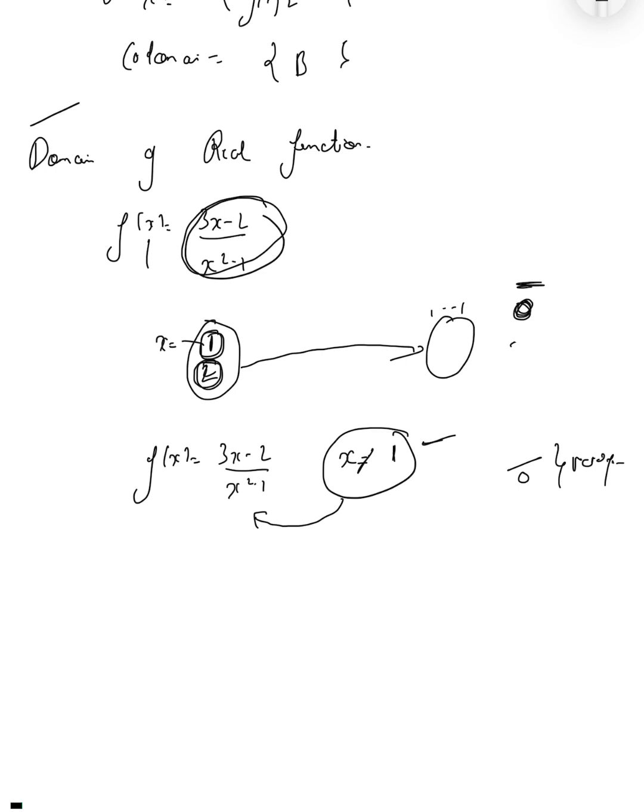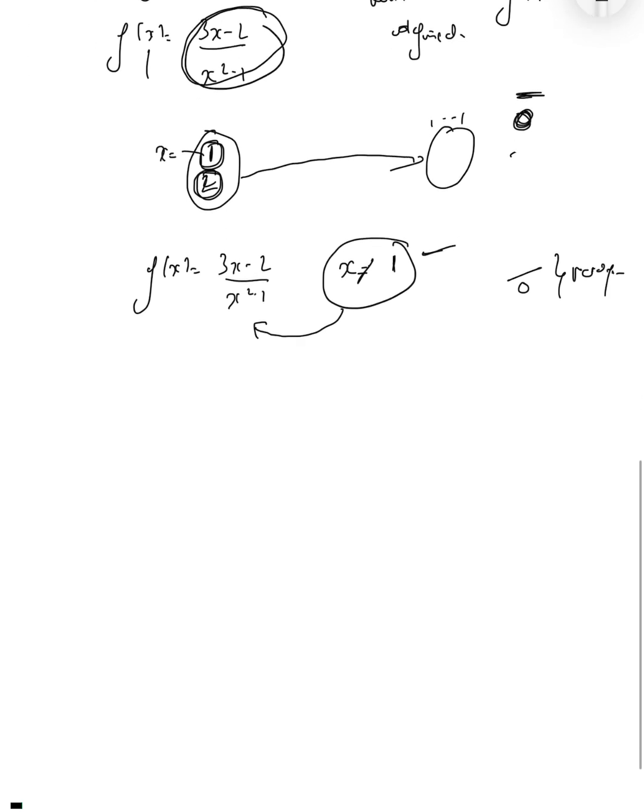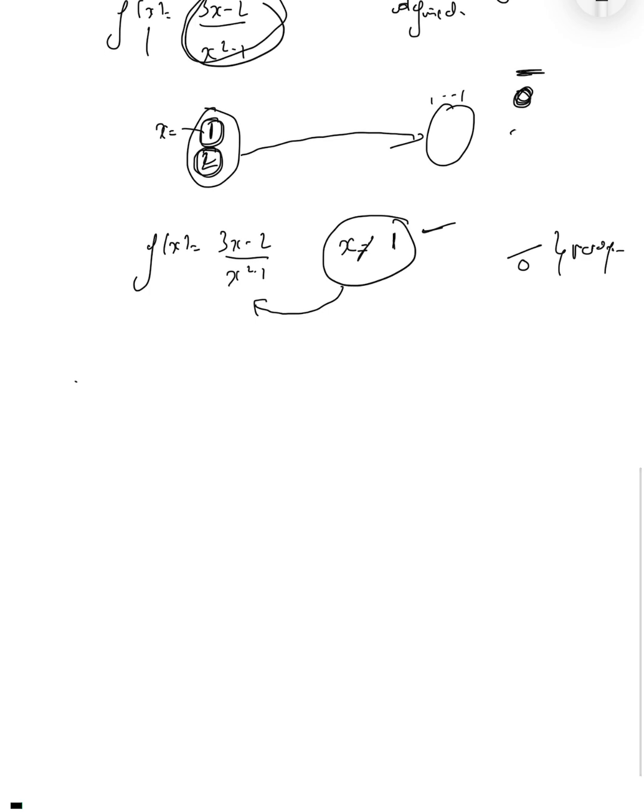So the domain of the real function is the set of all real values such that f(x) is well defined. I think I made my point clear. So the domain is going to be the set of all real values minus, first, 1.